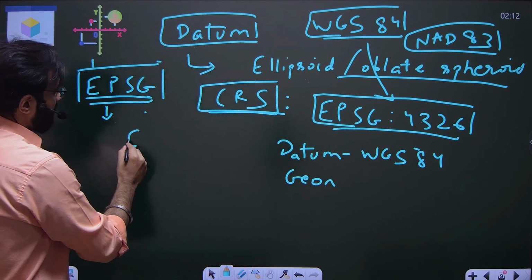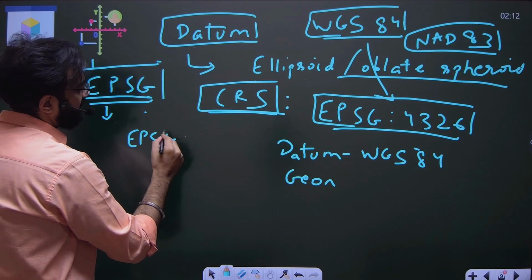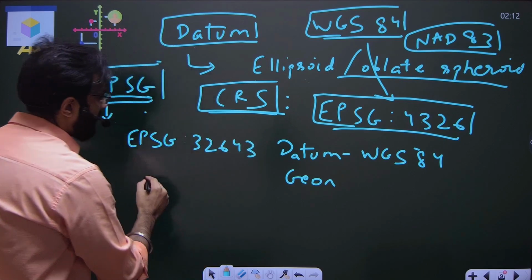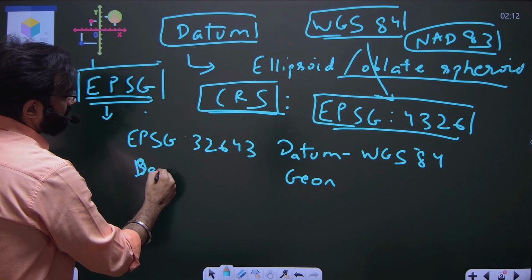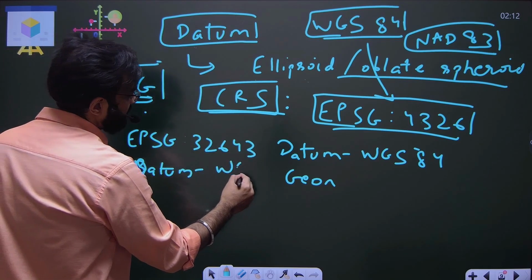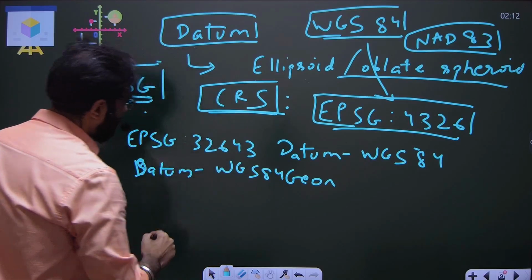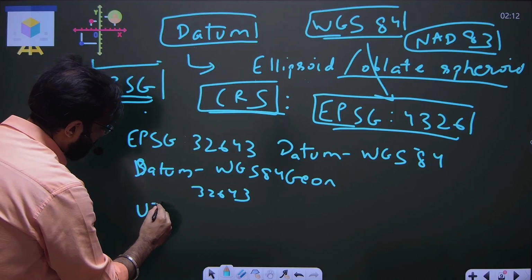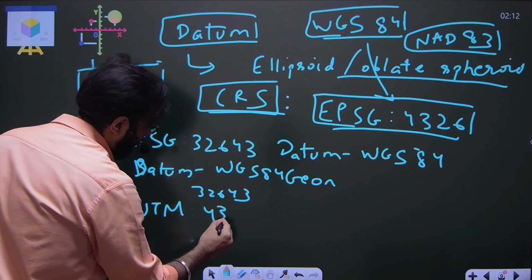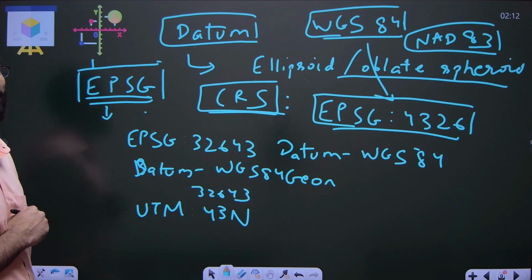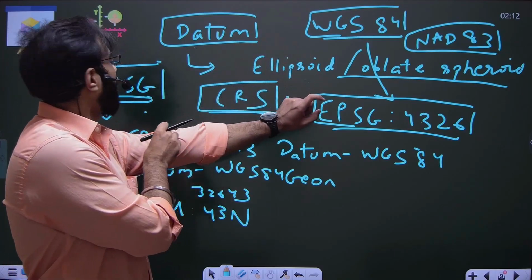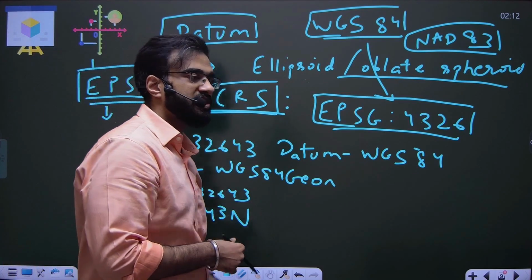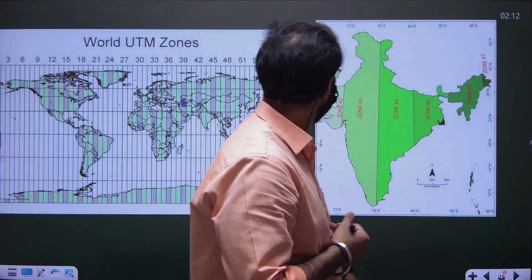Another example which we often come across is 32643. So here again datum is WGS 84. Okay. The EPSG code is 32643. The UTM zone is 43N. Now this is interesting what this means. Okay, so these are the important things, because whenever you open a project, I will show you this example.